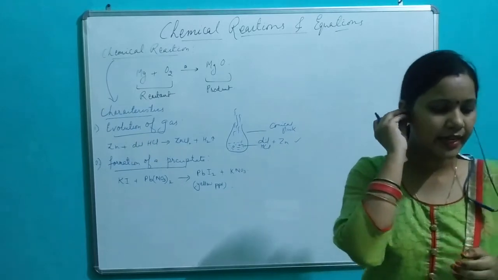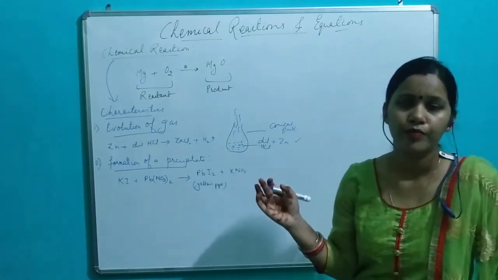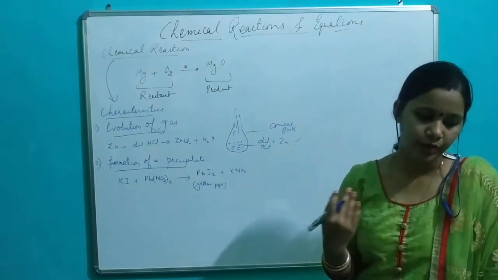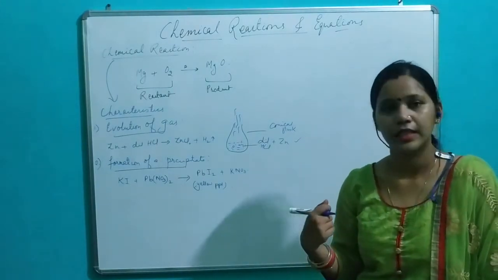So in this case, we are getting a yellow precipitate of lead iodide, and potassium nitrate is also formed.